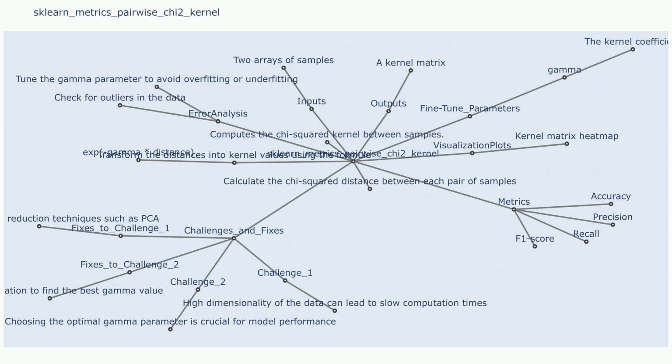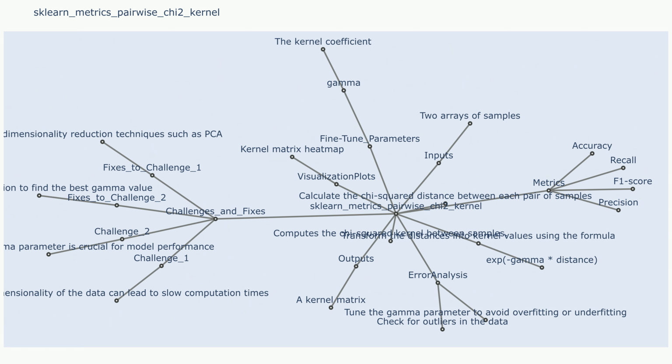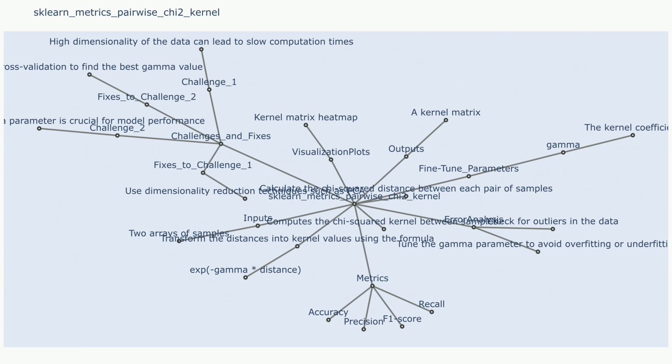Fine-tune parameters. Gamma, a float value, default 1, controls the exponential scaling of the chi-squared distance. Higher gamma values emphasize smaller distances, leading to a more sensitive kernel. Lower gamma values dampen the effect of distance, resulting in a less sensitive kernel. Uncertainty methods: none. This kernel is a deterministic method and does not inherently involve uncertainty.